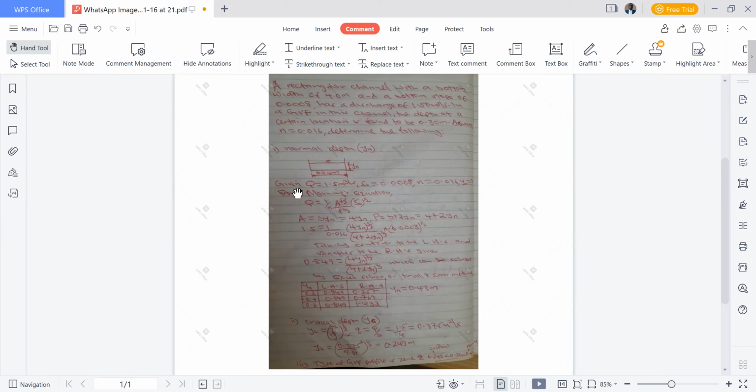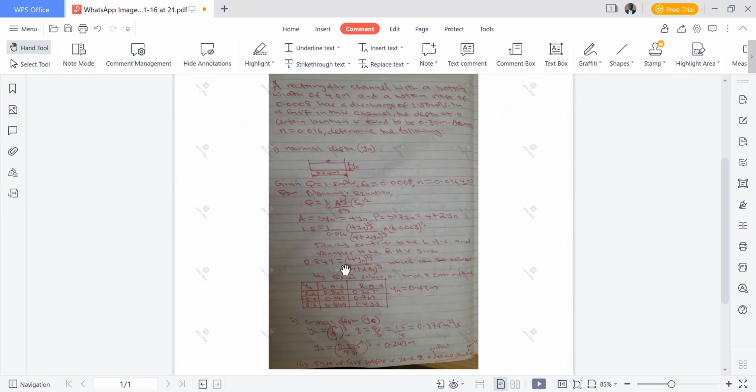Now from there, we can substitute in our Manning's equation and say 1.5 is equivalent to 1 over 0.016, multiplied by area power 5 over 3, which is 4Yn power 5 over 3, divided by P power 2 over 3. Our P is 4 plus 2Yn, raised to power 2 over 3. We multiply by our bed or bottom slope, 0.008, which is power a half.